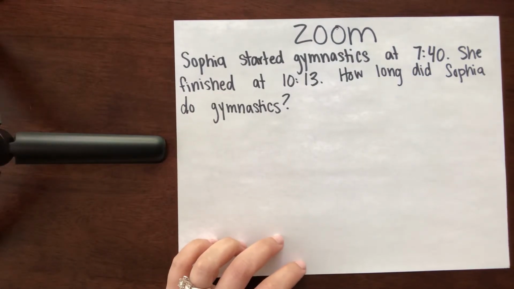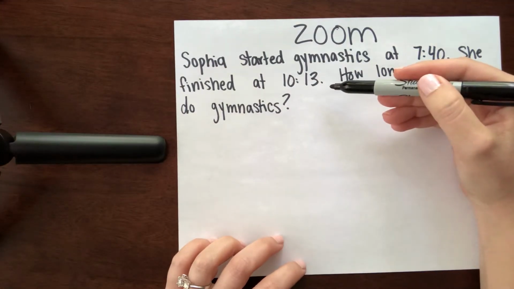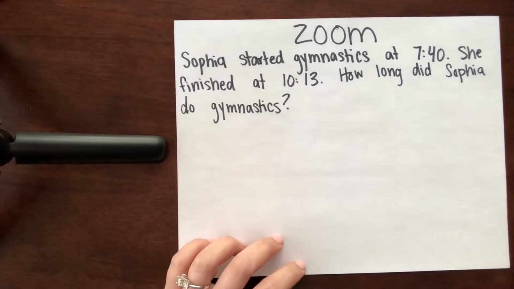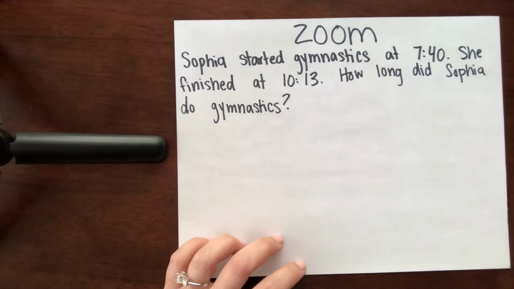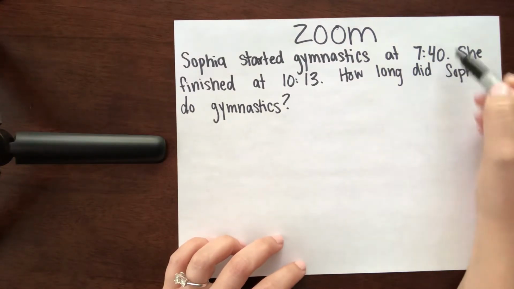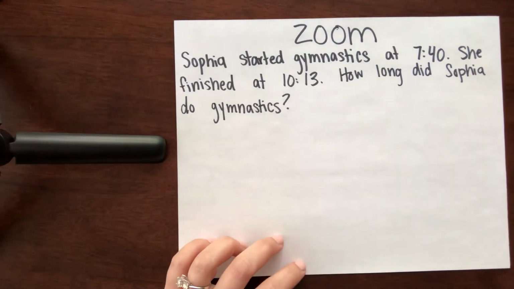So let me read the question first. Sophia started gymnastics at 7:40. She finished at 10:13. How long did Sophia do gymnastics? So whenever you're doing the zoom strategy, you're going to be making a Z. And the zoom strategy works best when you have a problem that has a start time and an end time, and you're trying to figure out the elapsed time.